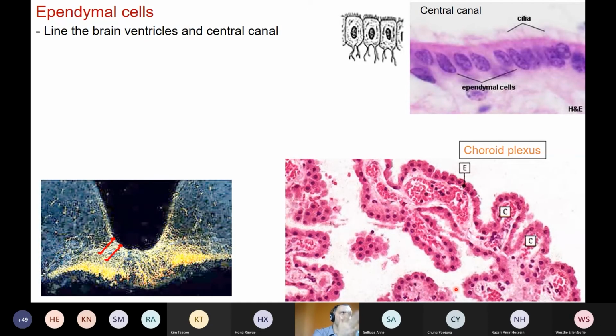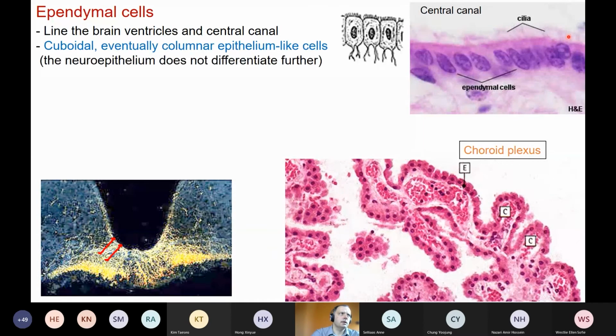Ependymal cells are found in the brain and in the spinal cord. They line the cavities which are filled by cerebrospinal fluid. This is the brain ventricles and the central canal of the spinal cord. They are sometimes cuboidal, sometimes columnar cells carrying cilia on their surfaces. They might be in part kinocilia, in part microvilli.